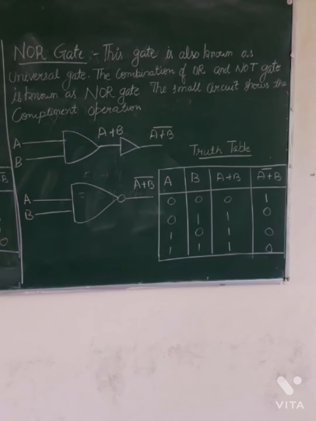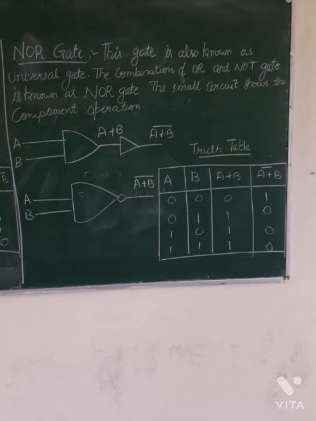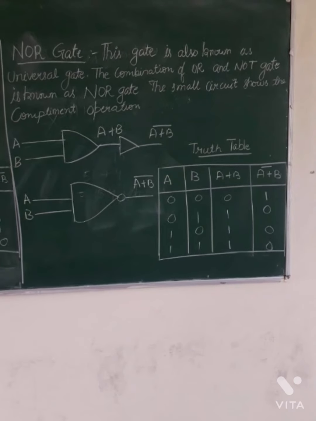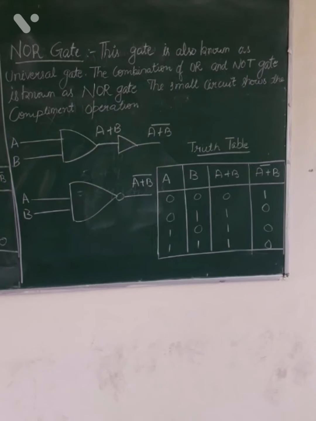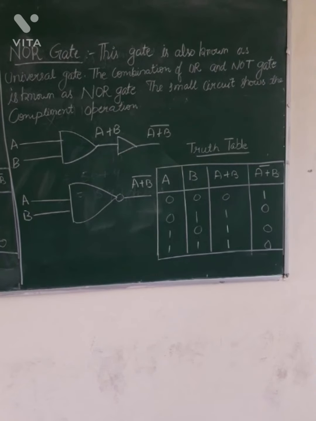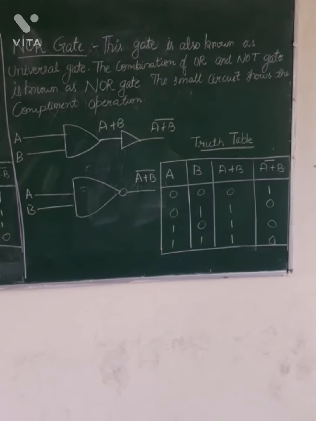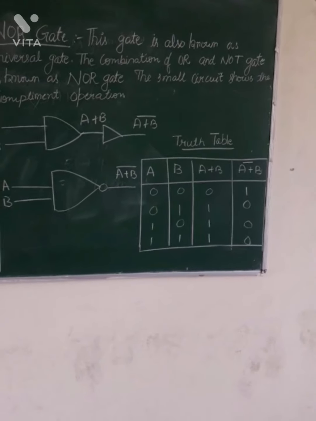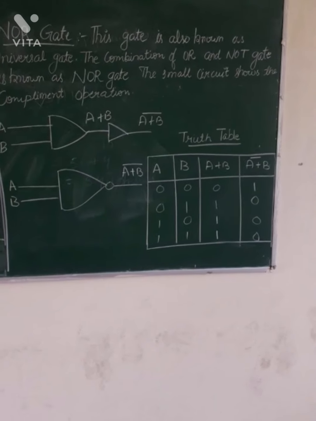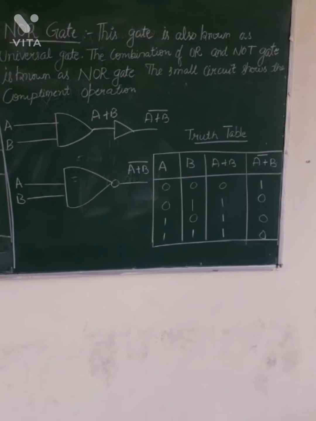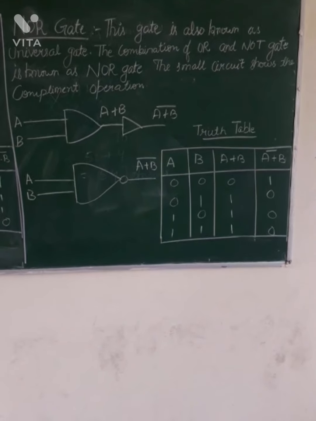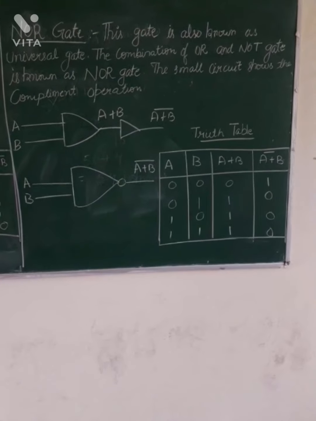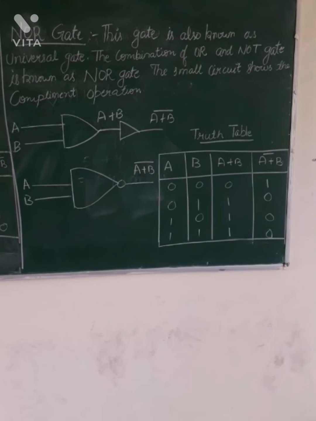There is another diagram for the NOR gate in which these are the two inputs A and B, and it gives output directly, that is A plus B bar, or you can say A plus B complement. Here is a truth table. In the truth table, the given two inputs, that is A and B, work on the expression A plus B, plus is a sum.